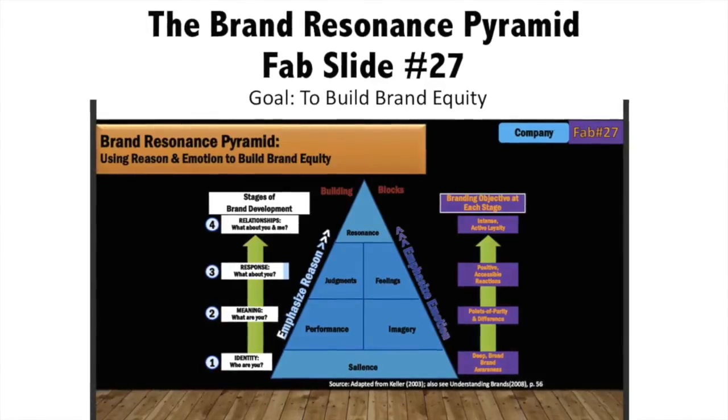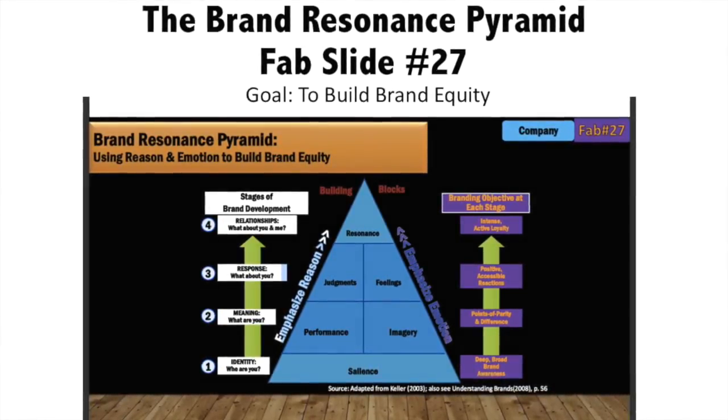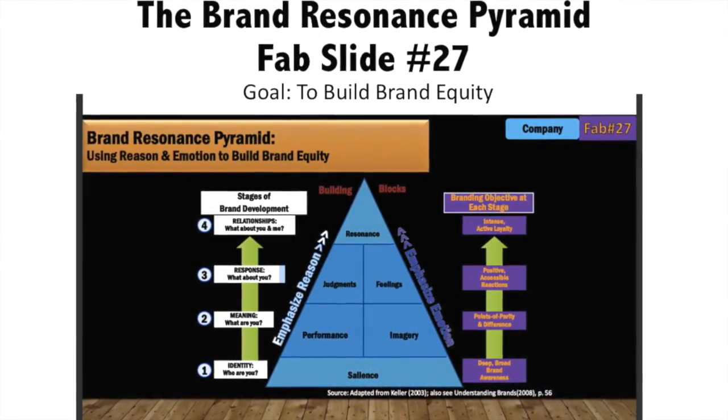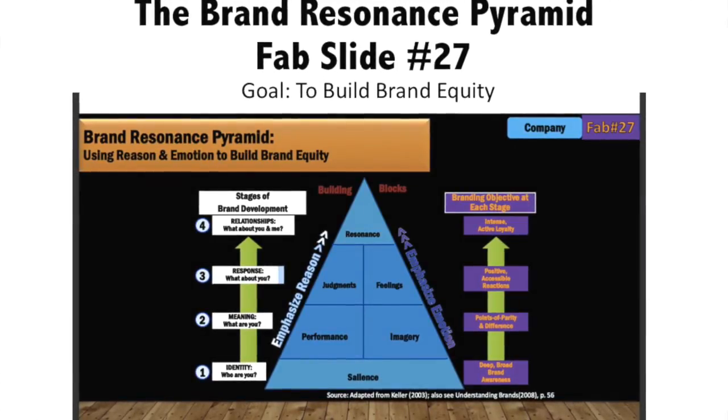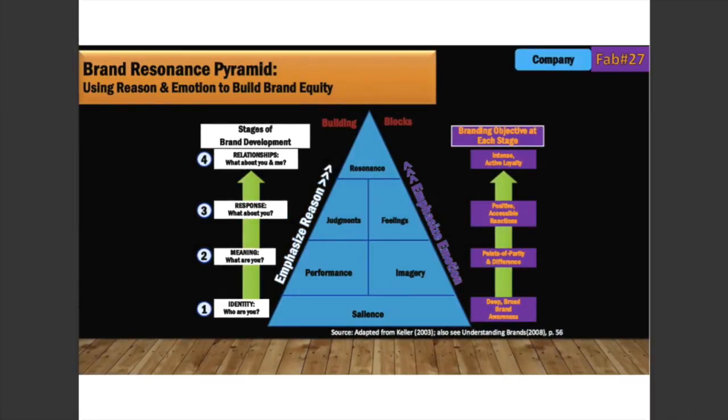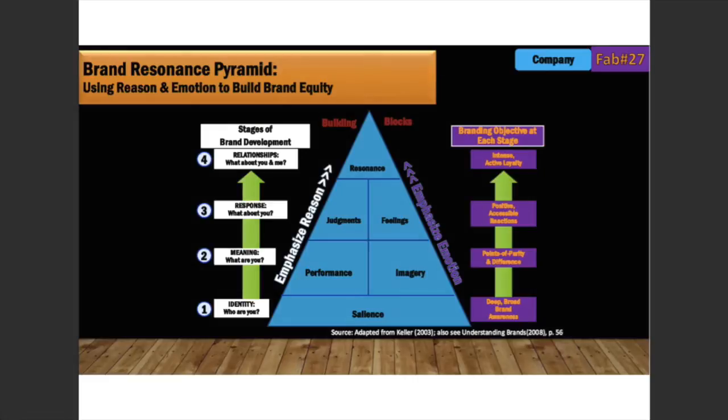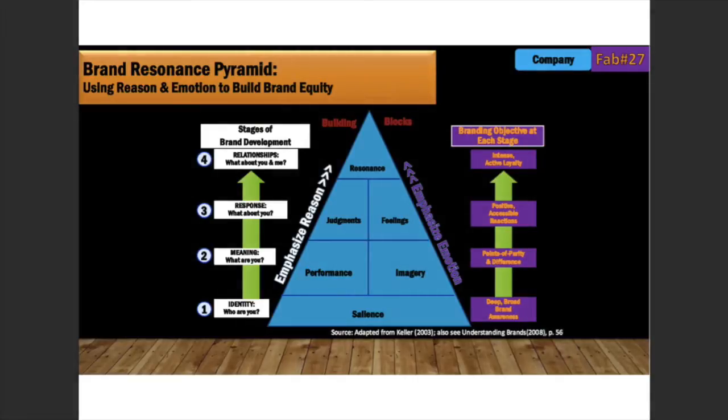This slide depicts the relationship that the customer has with a product and how brand equity is built using reason and emotion. The brand resonance pyramid describes the evolution of the consumer and their relationship with a brand. Just like any pyramid, it starts with a broad base and builds up from there. If you look to the left of the pyramid, you see questions that help you define the level, and to the right, you see key words associated with that level.